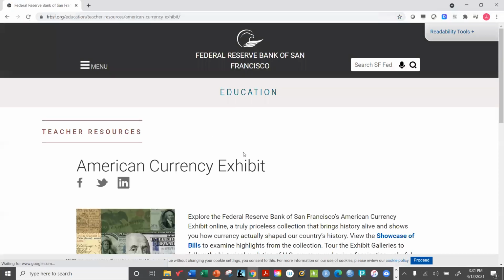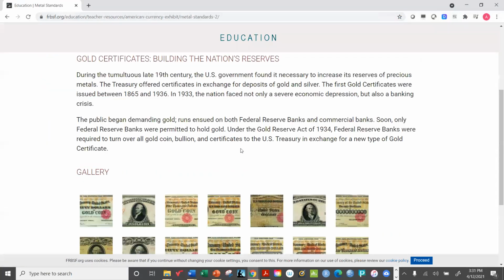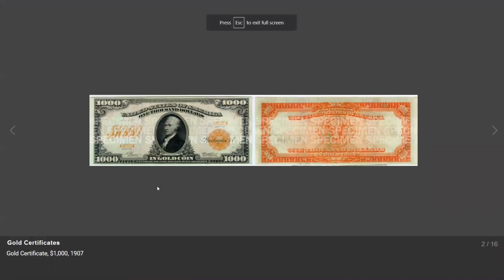There it is. I just want to quickly show you that in the early 20th century, in the United States, paper money, at least some of it, was redeemable into gold. In other words, this $1,000 bill, which was issued in 1907, if you see in the very bottom, it says in gold coin. That means that I can take this $1,000 bill to the bank and insist that they give me $1,000 worth of gold in exchange for it.